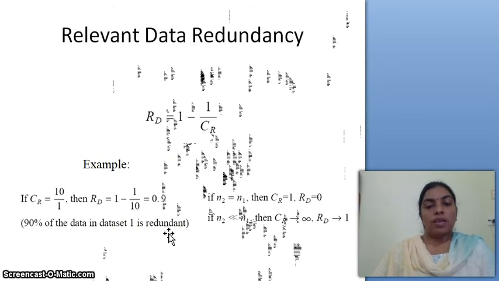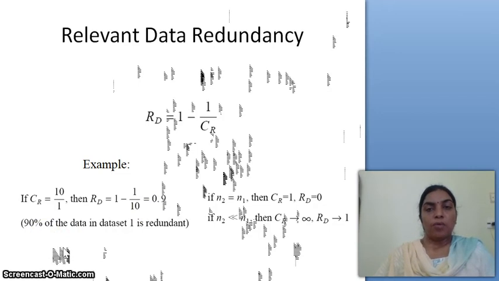Redundancy means irrelevant repetitive information. So if we use one compression technique that reduces the number of bits for that image, such a technique has compression ratio 10 to 1. Then the relative data redundancy is 0.9. In such a case, 90% of the data in image 1, the input image, is redundant.